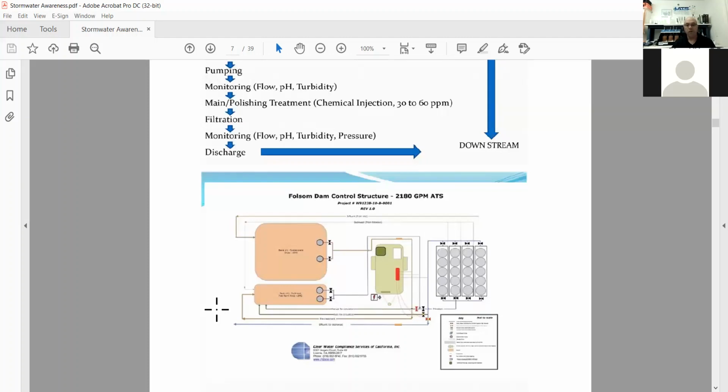So the difference is an active treatment system uses chemical reactions to remove contaminants from water. The ATS must meet chemical residual requirements in the discharge, and the active treatment system will always use chemicals in the treatment process.